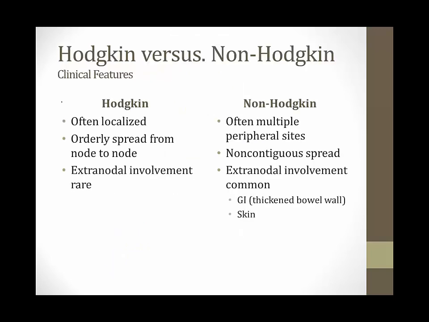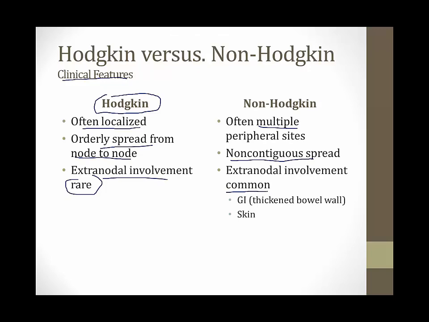Before we talk about specific types of non-Hodgkin lymphoma, let me review some of the clinical features of non-Hodgkin lymphoma and how it differs from Hodgkin lymphoma. In another video, I talk about Hodgkin lymphoma, but it's often a localized problem limited to one set of lymph nodes. It often has an orderly spread from one group of lymph nodes to another, and extranodal involvement outside of the lymph nodes is rare. Non-Hodgkin lymphoma, on the other hand, often involves multiple peripheral sites, and it can spread in a non-contiguous manner. In addition, extranodal involvement is common.